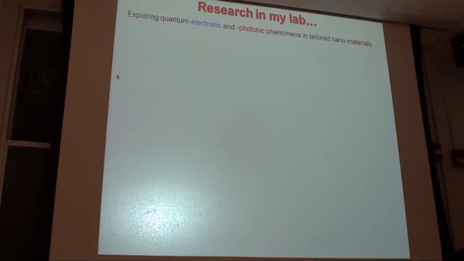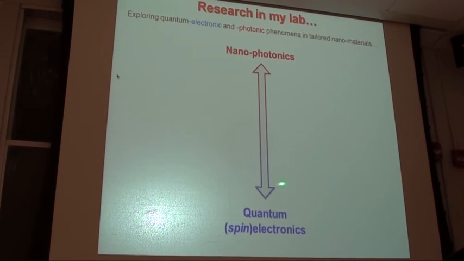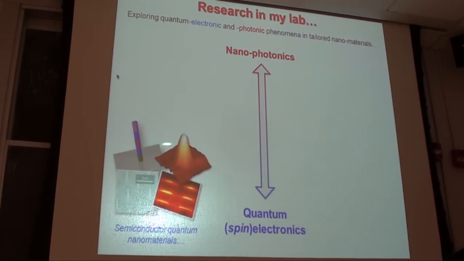I thought I'd start by saying a couple of things about the different topics in my lab. I don't get time to talk about them all in 45 minutes or so. What we're doing is exploring quantum electronic and photonic phenomena. So this is really the two extremes of the types of physics we're studying, as I tried to outline to you. We're growing and making all kinds of tailored materials, quantum dots, nanowires with quantum dots in them, coupled quantum dots, and exploring the fundamental electronic and optical properties of these things.